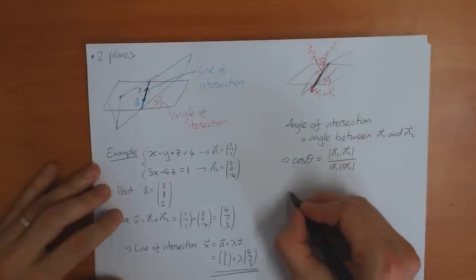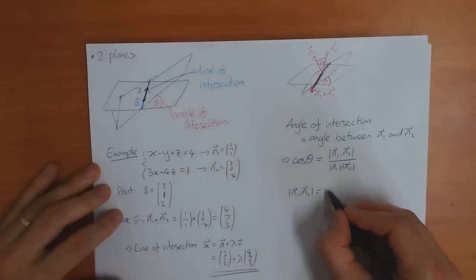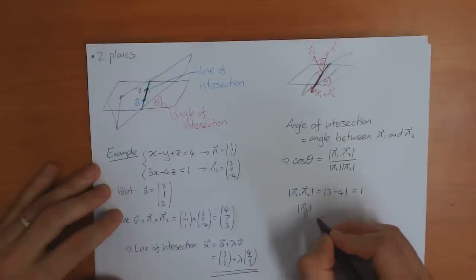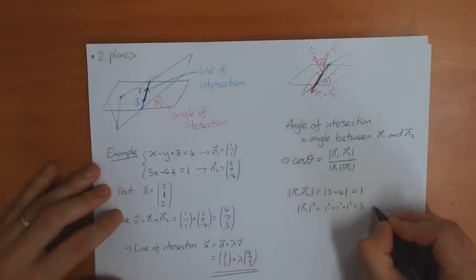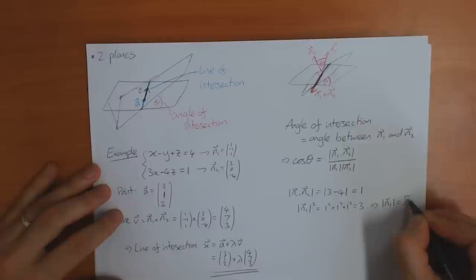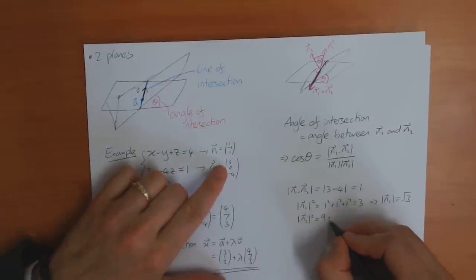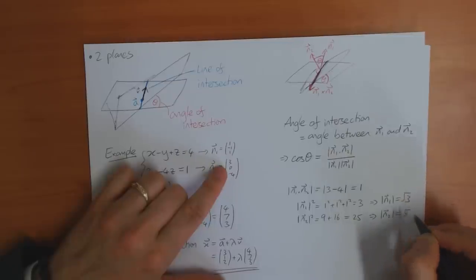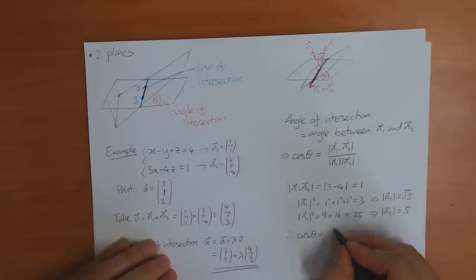Okay, so let's work this out. n1 dot n2, that's this dot that, so that's 3 minus 4, which is minus 1. The length of n1 squared is 1 squared plus 1 squared plus 1 squared, which is 3. So the length of n1 is square root of 3, and the length of n2 squared is 9 plus 16, which is 25, so the length of n2 is 5. Therefore cos theta is this, 1, divided by this times this, 5 root 3.